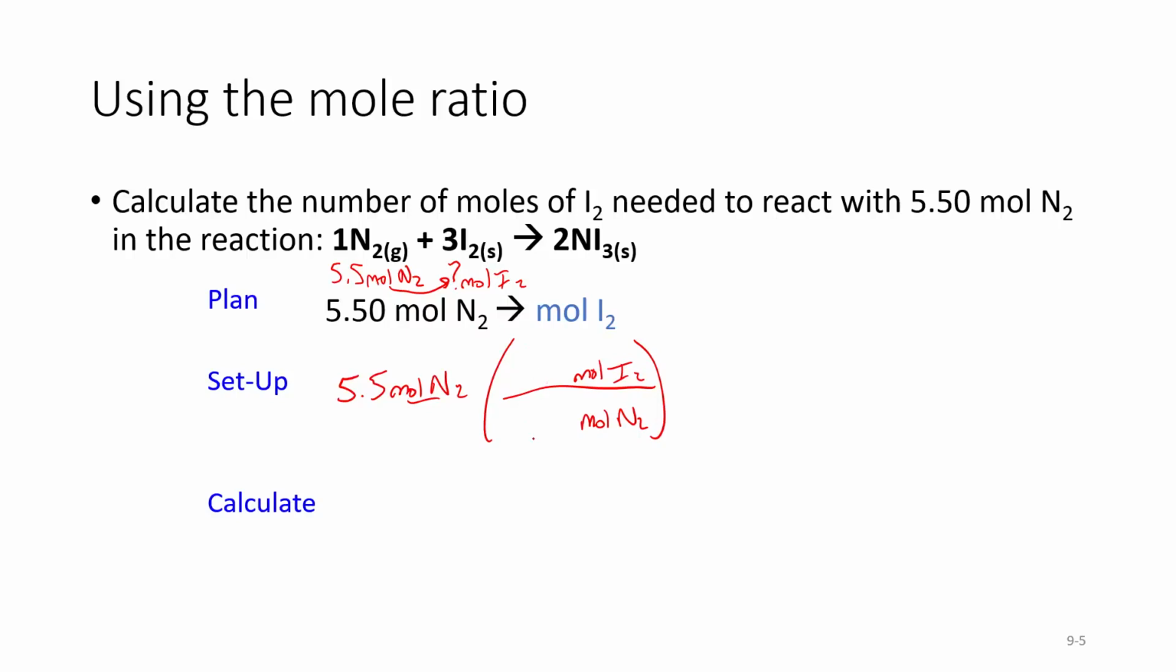Now our unit conversion comes from the coefficients found in the balanced chemical equation. So we have a number 1 in front of the N2 and a number 3 in front of the I2. When we multiply across the top and divide away the bottom, we're canceling those, which leaves us with the moles of I2. So now we do 5.5 times 3, and that gives us 16.5 moles of I2. And that's our answer.